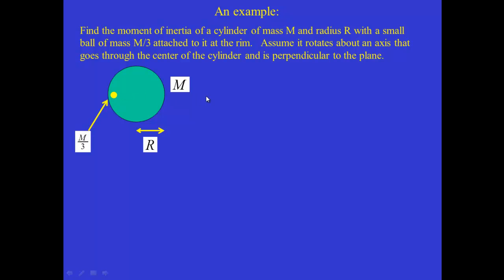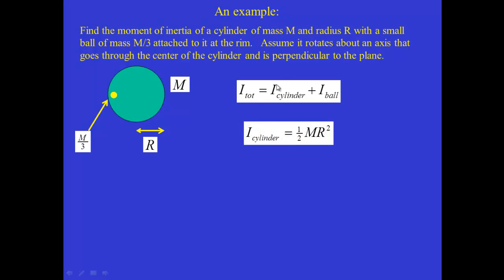So the total moment of inertia of this system as it rotates will be the moment of inertia of the cylinder about the axis plus the moment of inertia of the ball about the axis. Remember, the axis goes through the center of the cylinder. So we look up the moment of inertia in our textbook for a cylinder for an axis passing through its center, and we find that it's 1/2 M r squared. And these sorts of simple formulas are very common when we look at simple shapes. So that's the first term.